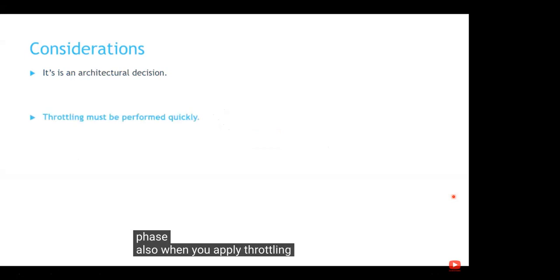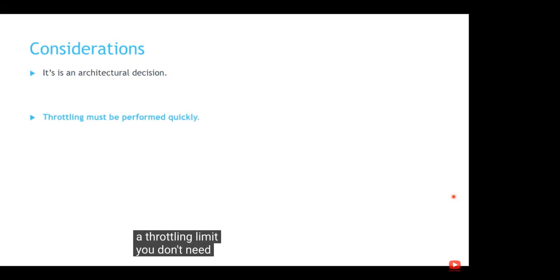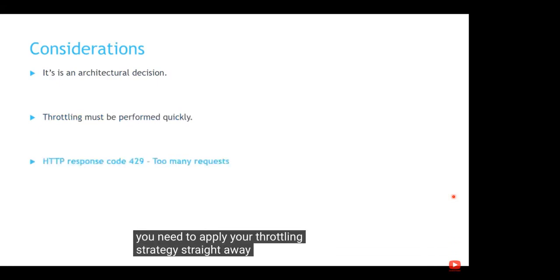Also, when you apply throttling, you need to apply it as soon as possible. If you find that a particular user hits a throttling limit, you don't need to wait a few minutes before taking the throttling action, because in these few minutes, the user can do really big harm to your system. So when your throttling limit has been reached, you need to apply your throttling strategy straight away.